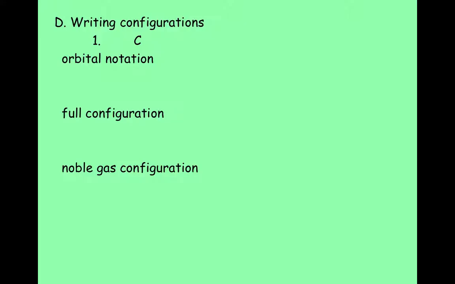Now we need to get some practice doing a few things. We're going to write electron configurations. We'll start out with an orbital notation, then we'll do the full configuration, and then we will do a noble gas configuration. And I'm also going to ask a couple other questions as we go through these. But the first element here is carbon.